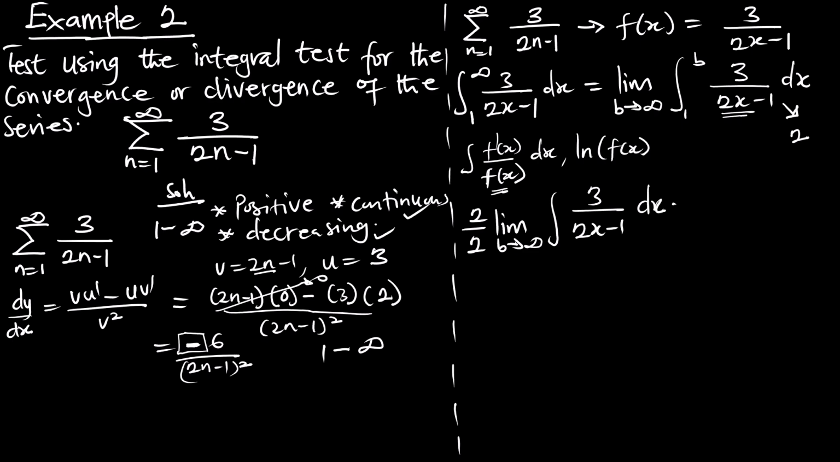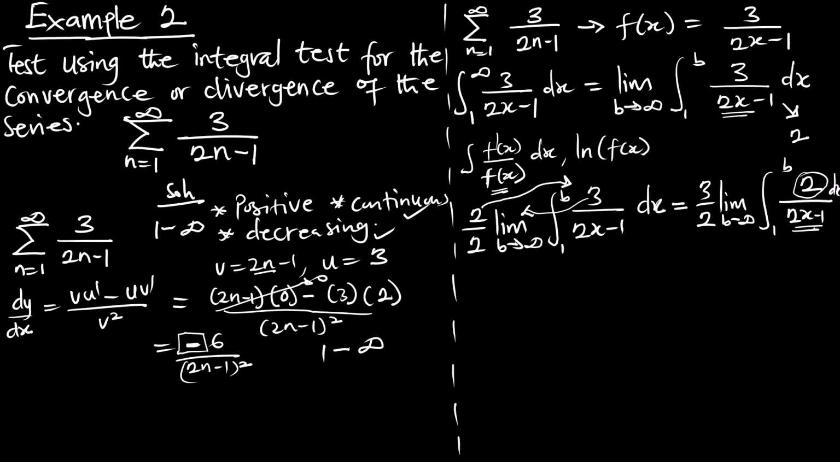This thing is the same as bringing the 2 inside and bringing the 3 outside. So that is going to be 3 on 2 limit as b approaches infinity. This is from 1 to b of 2 on 2x minus 1 dx. Now we've seen that if we differentiate this, we are going to get that. So that means the answer is going to be 3 on 2 limit as b approaches infinity of what?